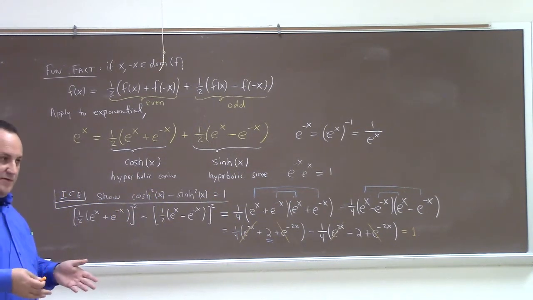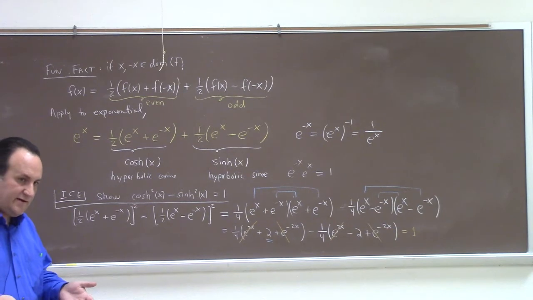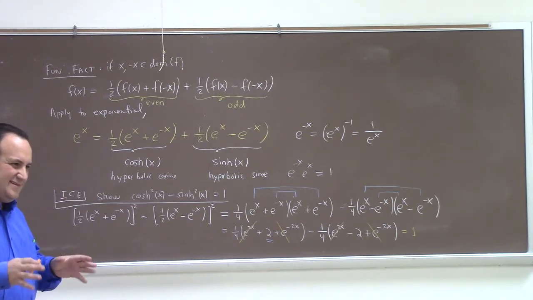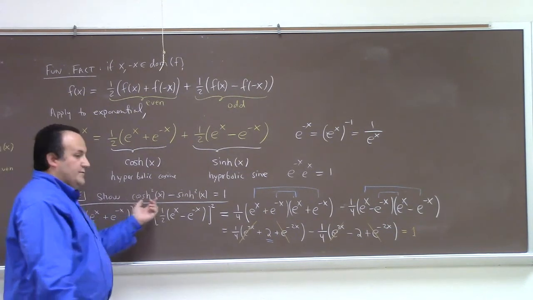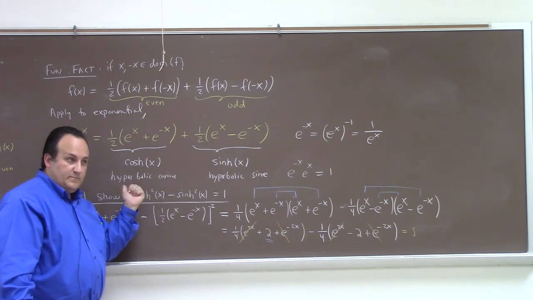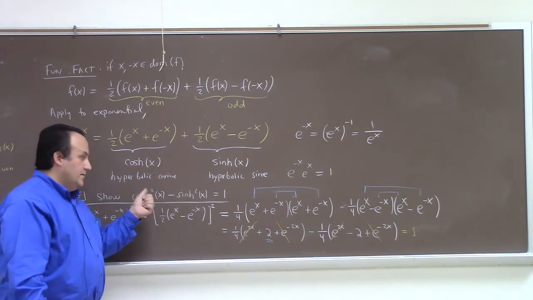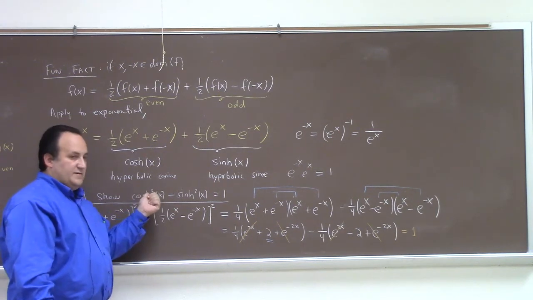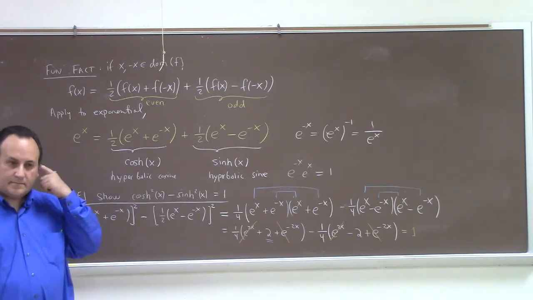So see, hyperbolic sine and cosine, they're like sine and cosine, right? But a little bit different, right? Because we have cosine squared plus sine squared is 1, remember from trigonometry? But we have cosh squared minus sinh squared is 1.